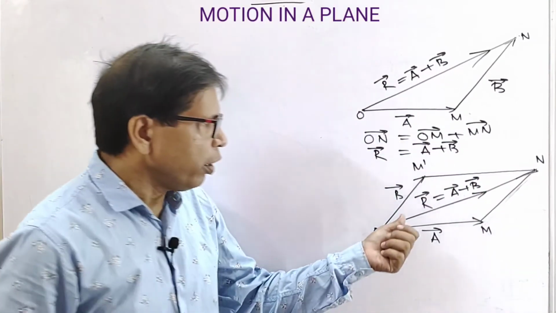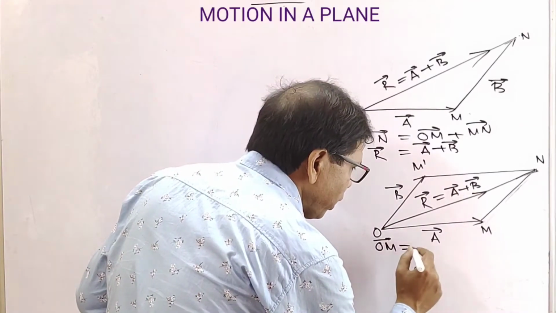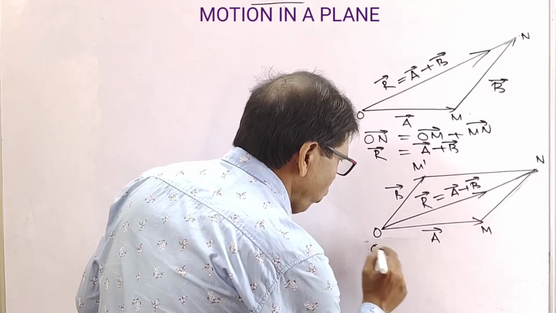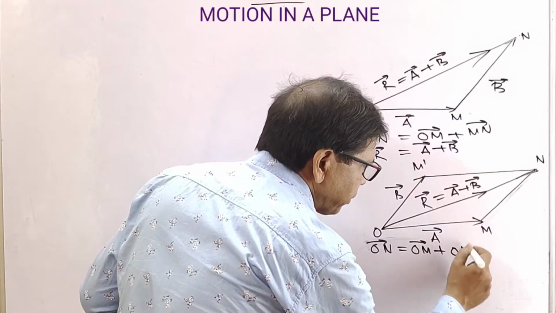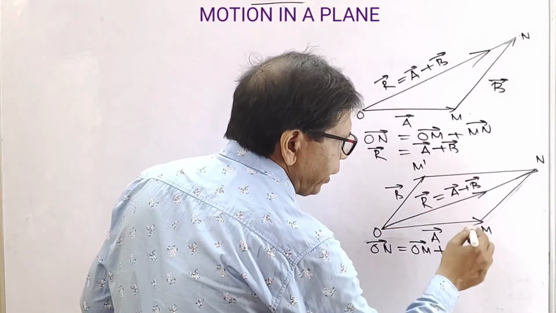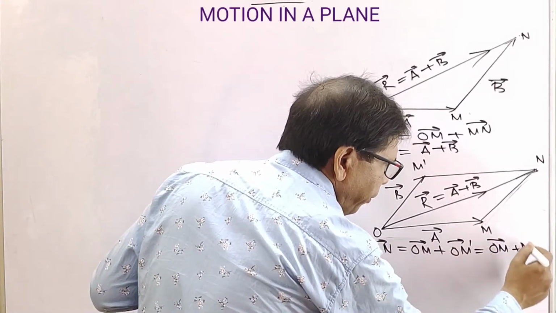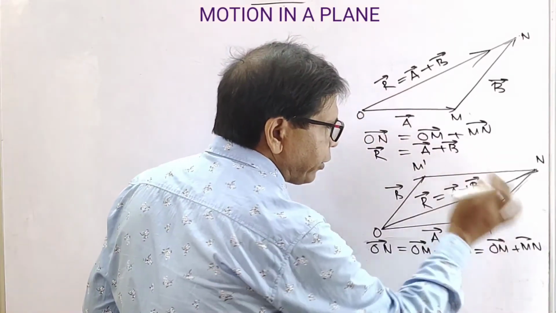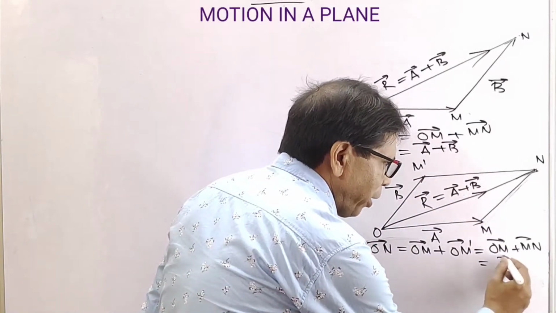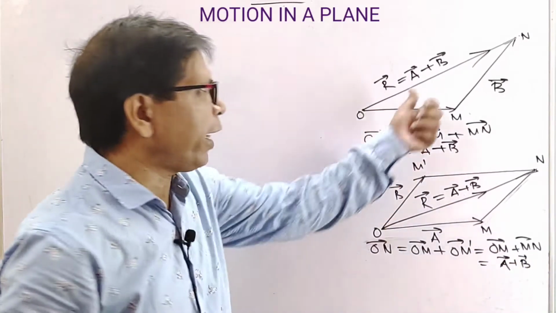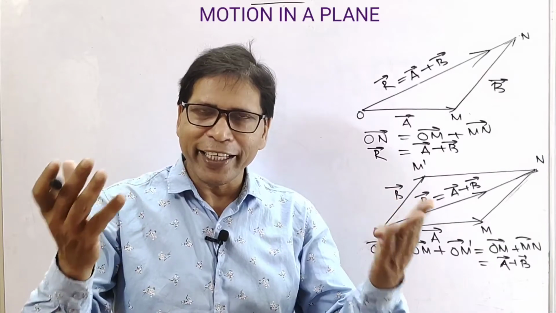Now look at this figure. Here ON vector is equal to OM vector plus OM dash vector. Now OM dash vector equals MN vector. So this is the OM vector plus MN vector, because this side and this side are parallel and equal. So just like the triangle law, that is A vector plus B vector. Therefore the triangle law and parallelogram law are identical laws, they only differ in their statement.